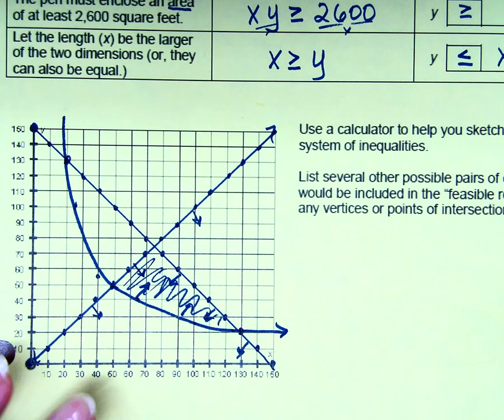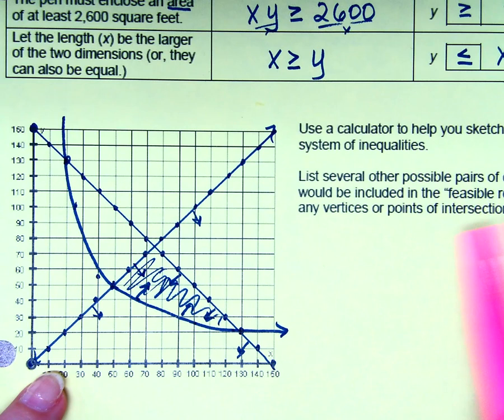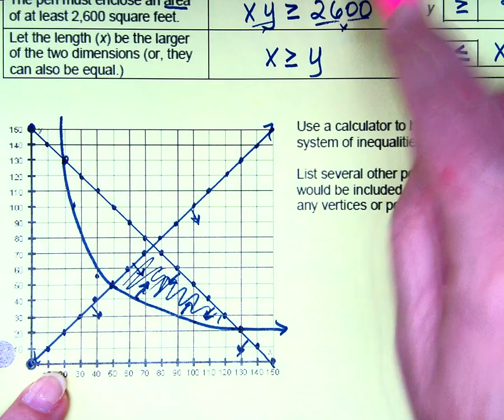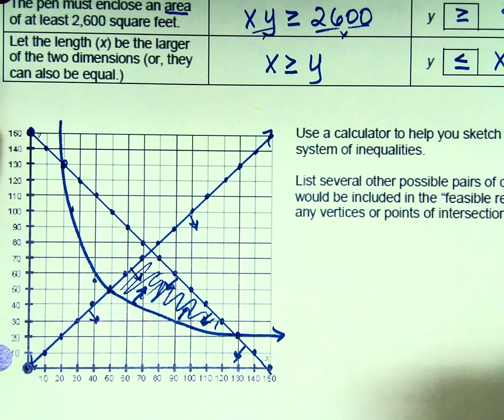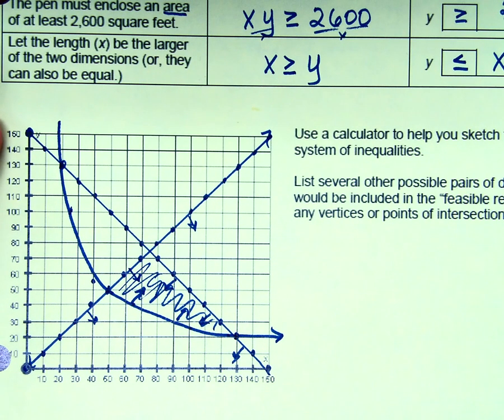Okay. Now, list several other possibilities of dimensions that were not on the list above. Tell me several other possibilities of dimensions, including any vertices or points of intersection. So what do you think? What's a possibility for the lengths of this rectangular pen that they're making? For, I don't know, sheep, cows, goats?